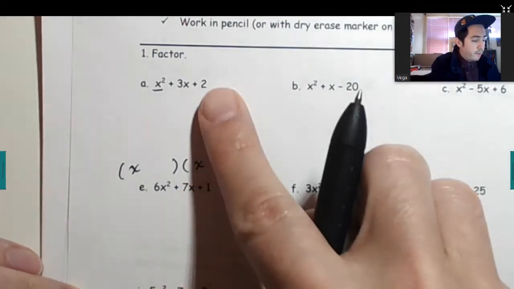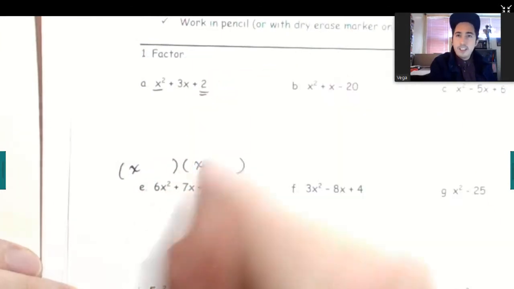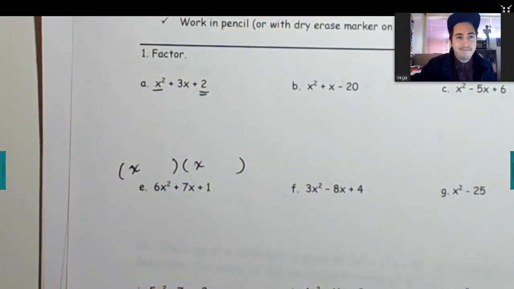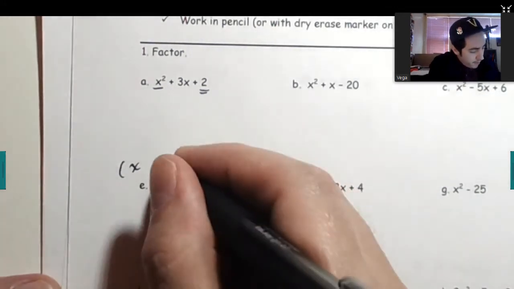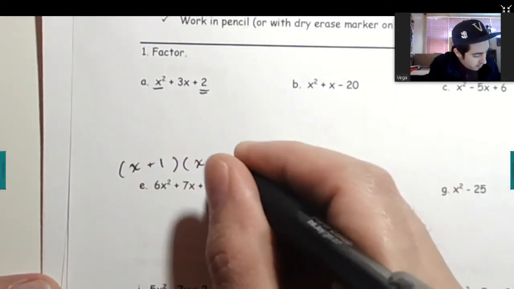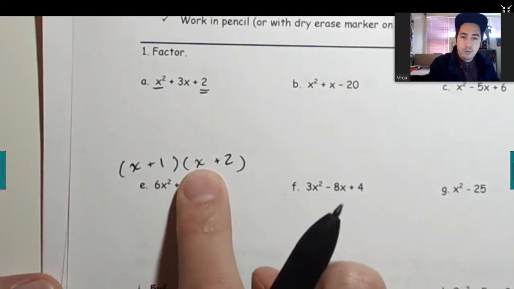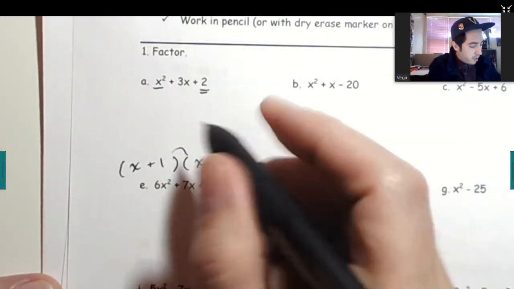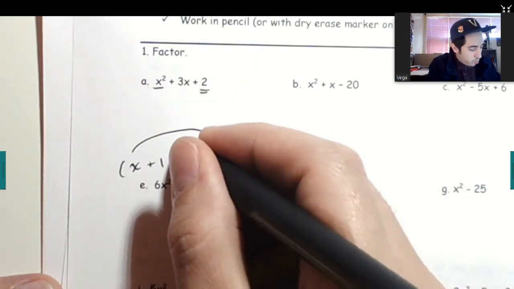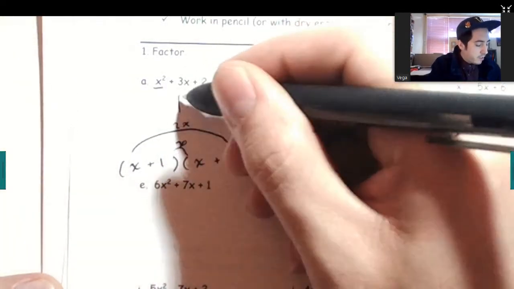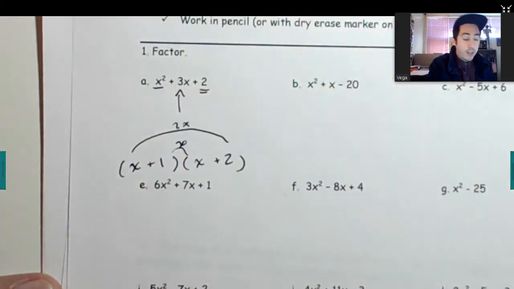And then I think, okay, let me focus on the outside. 2. How can I get 2? What times what is 2? 2 times 1. That's the only way to get 2. 2 times 1 is 2. Negative 1 times negative 2 is also a way to do it if there's negatives. But here, let's focus on positives. 2 times 1 is 2, right? And if I put that here, 1 times x is 1x, the inside. 2 times x is 2x, so that's 1x plus 2x. That's how I get 3x, right? So that one works out.